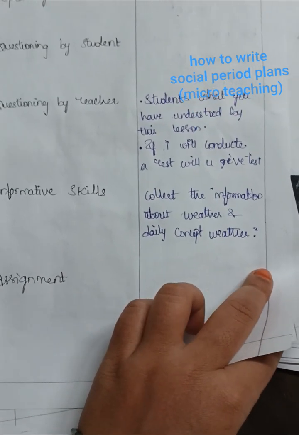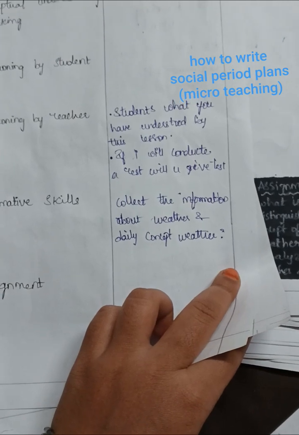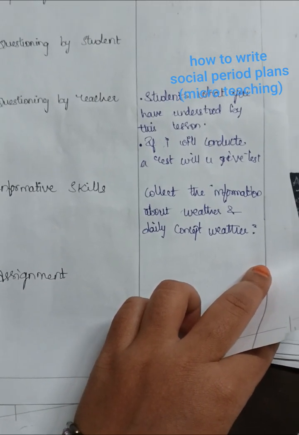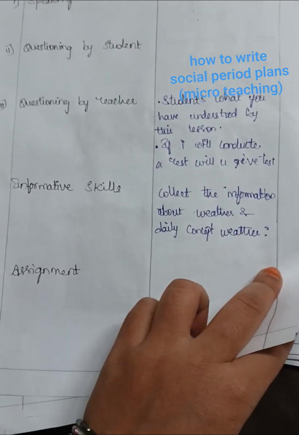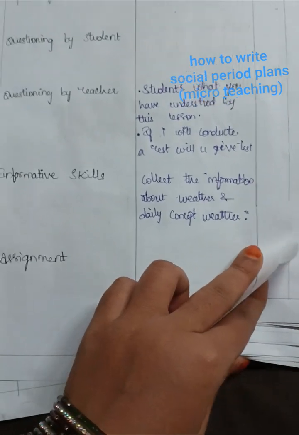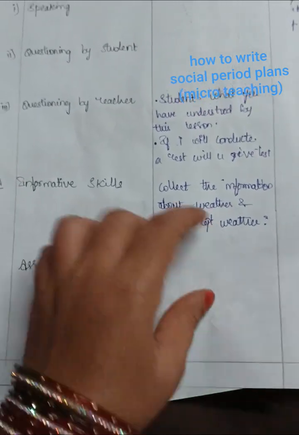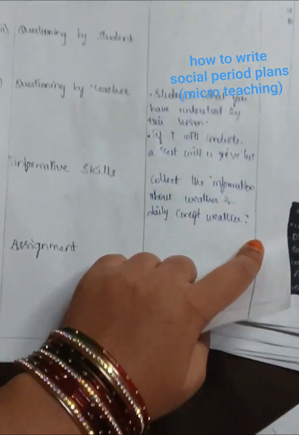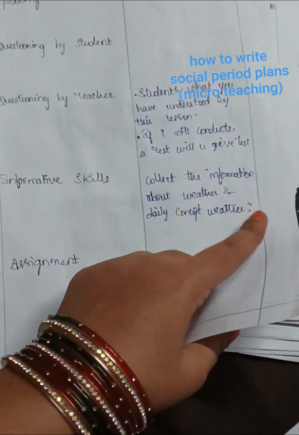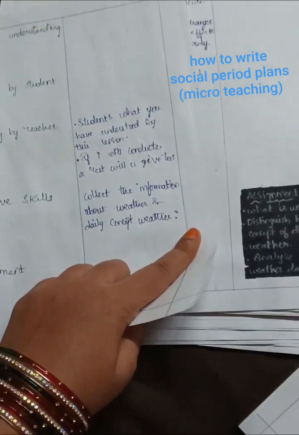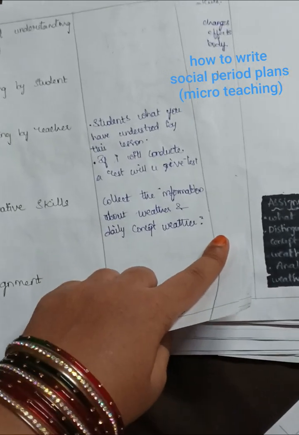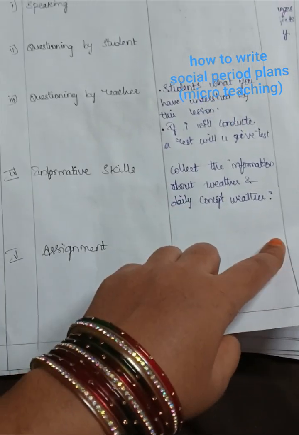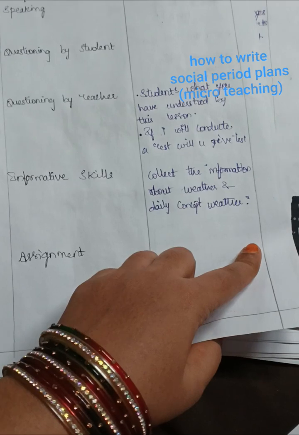You have to ask some questions to know whether they understand or not, whether they have listened or not, whether they are keeping attention in the class or not. You have to ask some questions on the lesson. If they are responding, you can know that they are listening and keeping attention in the classroom. So you have to ask some questions to the students.